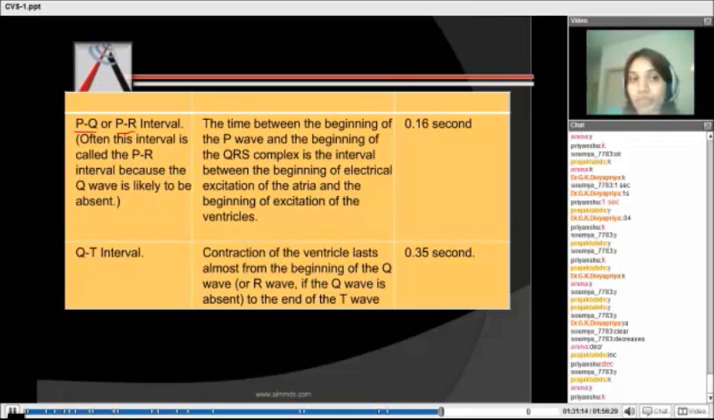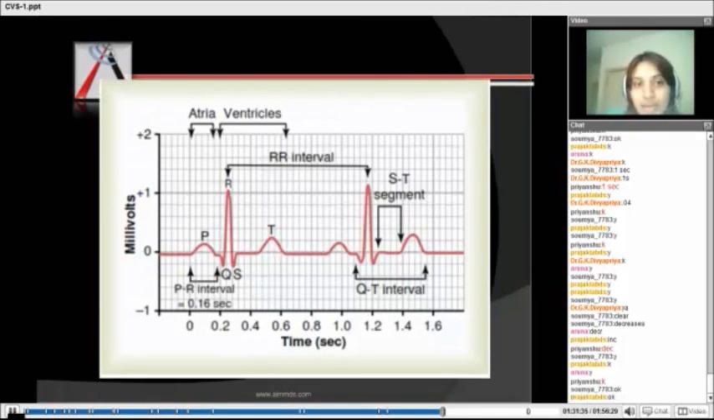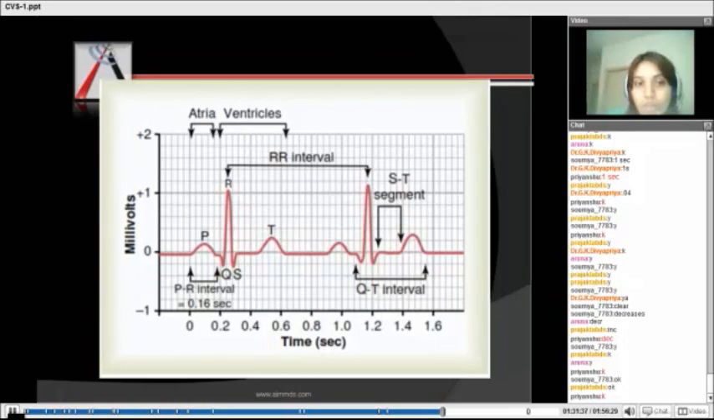Be very careful. Okay? Often the PQ interval is also called the PR interval because the Q wave is likely to be absent. So whenever it is said as either PQ interval or PR interval, it is assumed to be one and the same thing. Okay, let's see it in the diagram and come back. What we are talking about, PQ or PR. Okay, PR interval. This one.